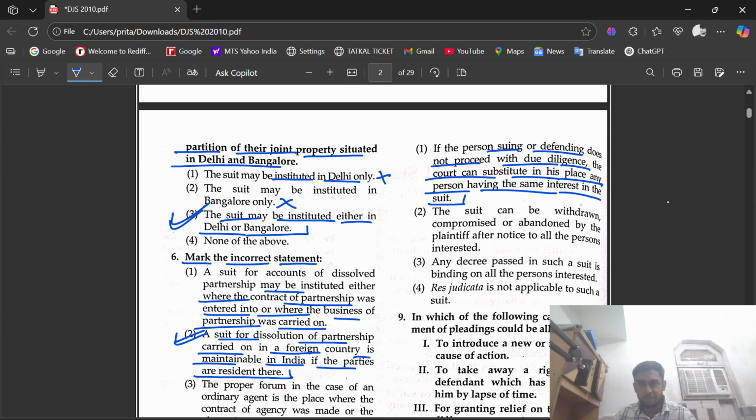The suit can be withdrawn, compromised, or abandoned by the plaintiff after notice to all persons interested. Any decree passed in such a suit is binding on all persons interested. Res judicata is not applicable to such a suit. Incorrect option is 4.